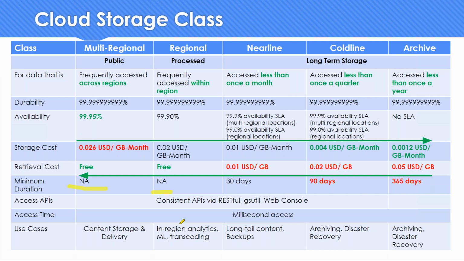The best use case for this is whenever you're going to go with any processing, folks: video processing, audio processing, data processing, you use regional one. If it's for serving some content with the lowest latency, you go with multi-region. So the only difference is that multi-region is preferred for public and backup data. Regional is preferred only for processed data.